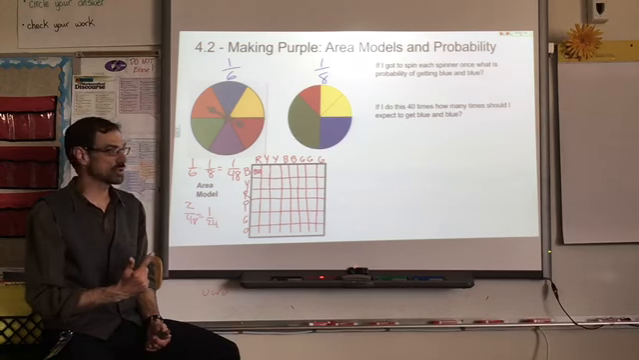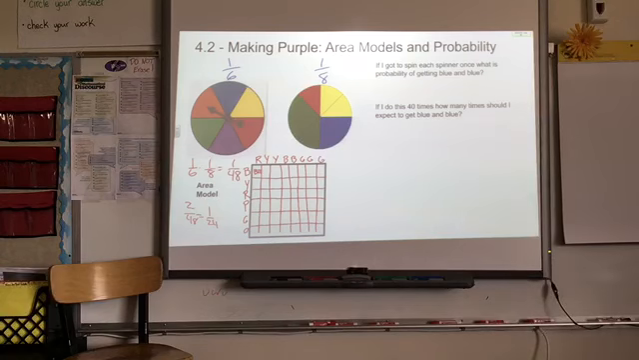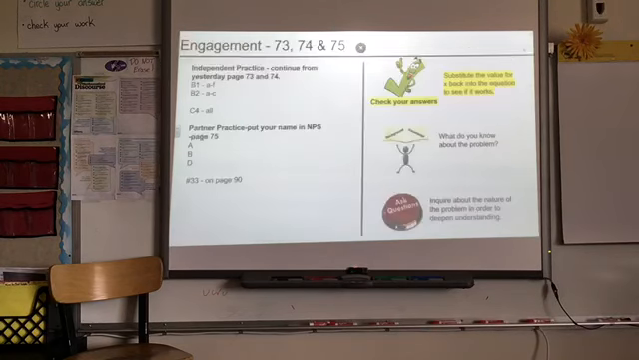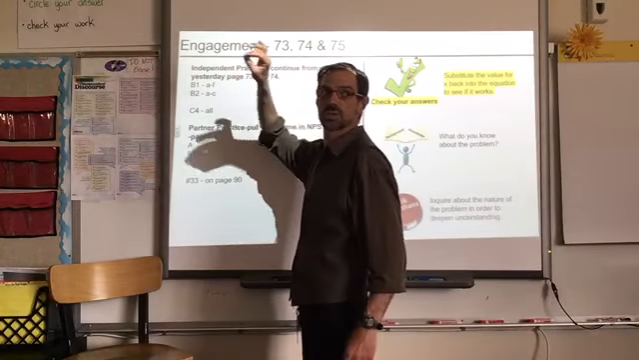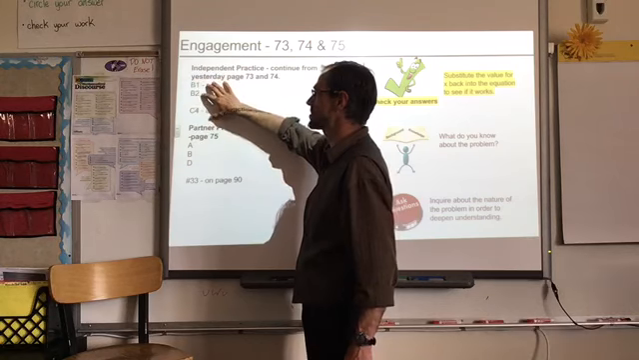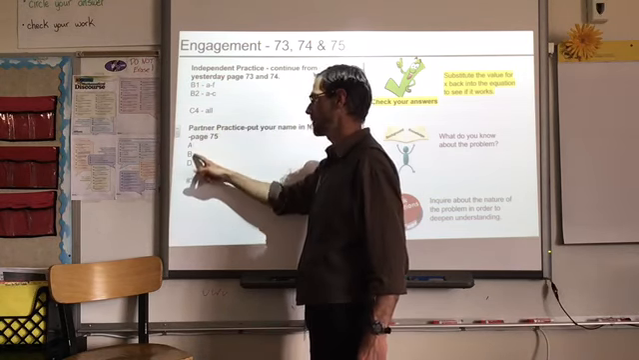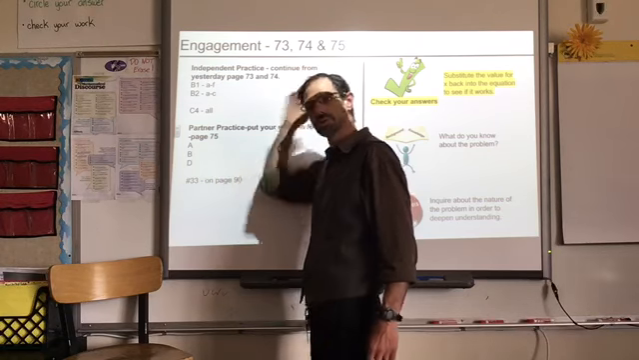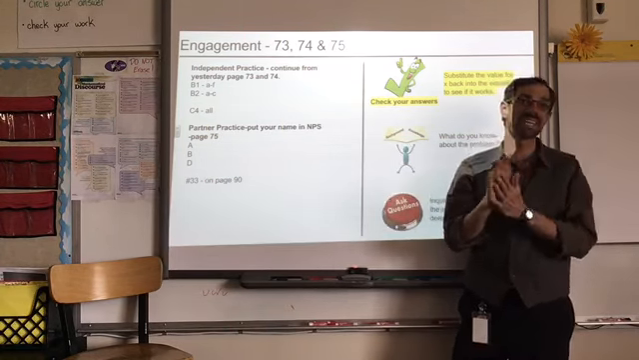We're going to be continuing this today. Today in your journal or your book, we are going to be working on pages 73, 74, 75. A lot of you yesterday finished this. So you would start with a partner practice with A, B, D, and then number 33 on page 90. We have about 25 minutes.